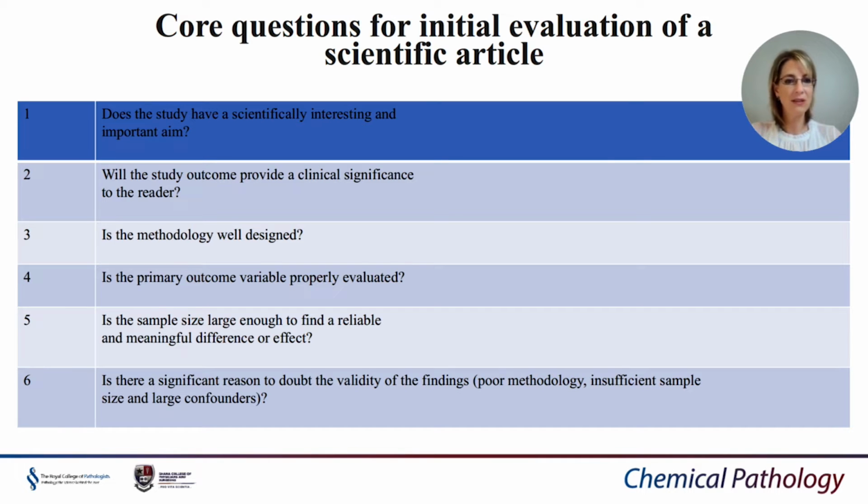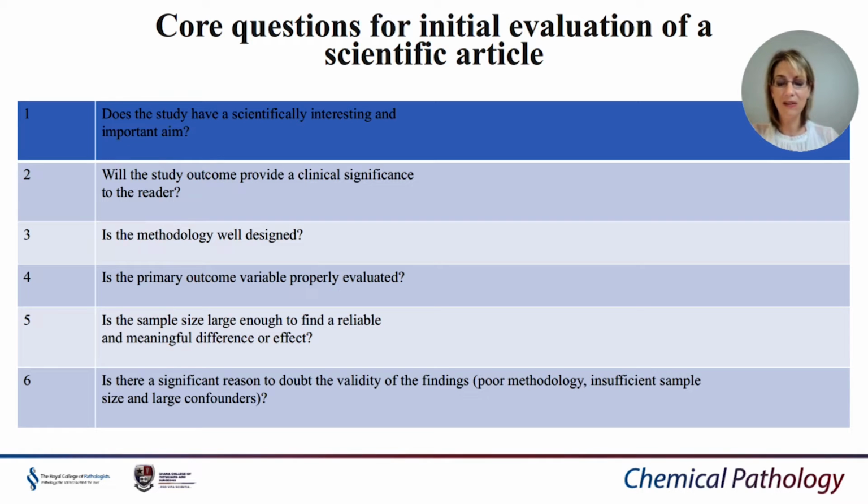And there are different designs, study designs that can be used, which we will also go over. Next, is the primary outcome variable properly evaluated? So did they use the right tools to evaluate the primary outcome, and are they reporting on the right things? There are usually primary outcomes to the study and secondary outcomes, and researchers always have to report on their primary outcomes and not only focus on the secondary outcomes when they are reporting study outcomes.